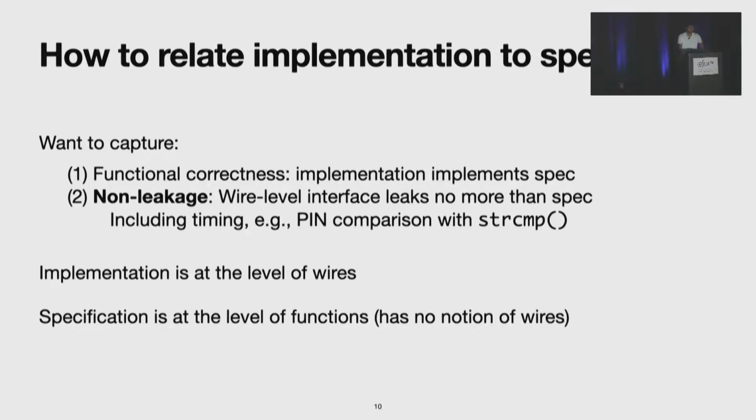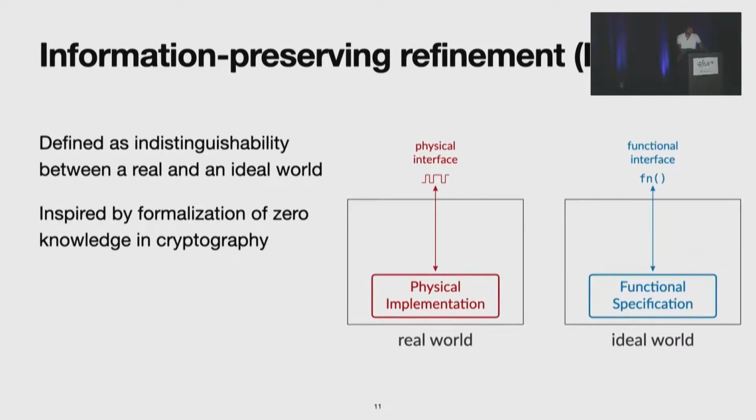The tricky part in relating these two is that the implementation and spec look nothing like each other. The implementation is at the level of wires, but our specification is at the level of functions. There's just no notion of wires there. And so to connect these two, we introduced this new security definition that's called information preserving refinement, or IPR. And it's defined as an indistinguishability between a real world and an ideal world. This definition is inspired by the formalization of zero knowledge in cryptography.